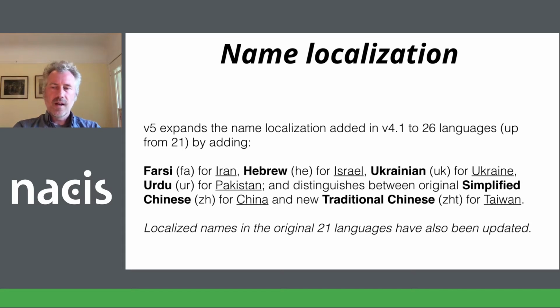As I mentioned before, V5 expands the name localization added in the V4 series to 26 languages, up from 21, by adding Farsi for Iran, Hebrew for Israel, Ukrainian for Ukraine, Urdu for Pakistan, and distinguishes between the original simplified Chinese for China and new traditional Chinese for Taiwan. Localized names in the original 21 languages have also been updated.